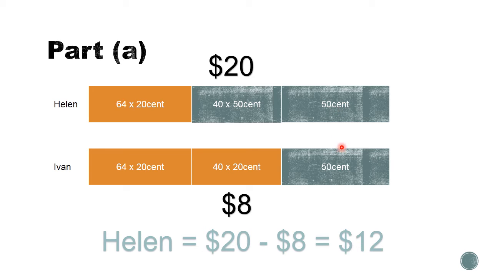This one is the same. See this? This 50-cent portion is the same. This 50-cent portion is the same. The only part that is different is here, and this part differs by 12. Because Helen is $12 richer than Ivan.